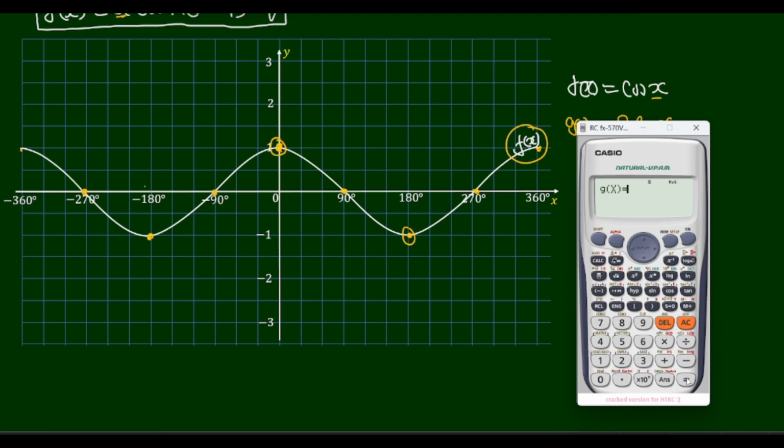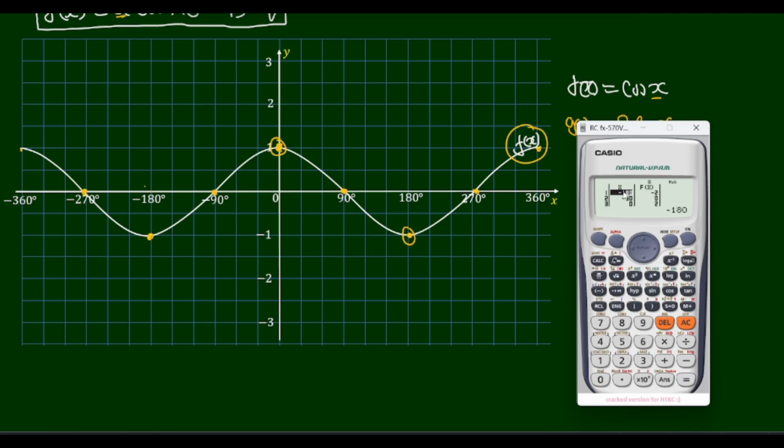After this, what do you do? Press the equal sign, and we don't have a second function, so let's just press equal again. Start will be negative 180 because we want to start at negative 180, and then equals, and then end is 90 degrees. Then for step, the critical values are at every 90 degrees, so our step must be 90 degrees. And then equals.